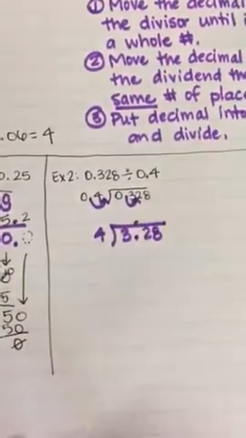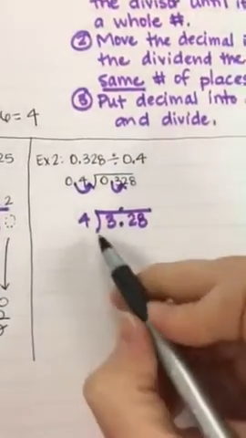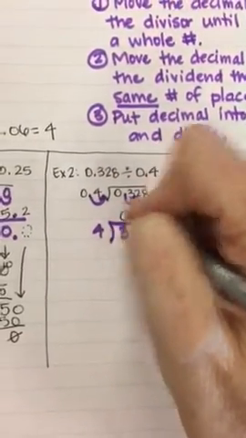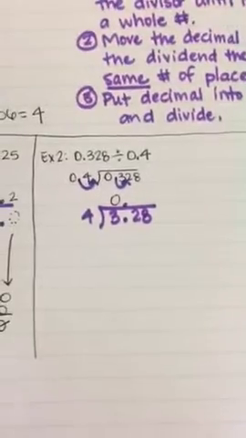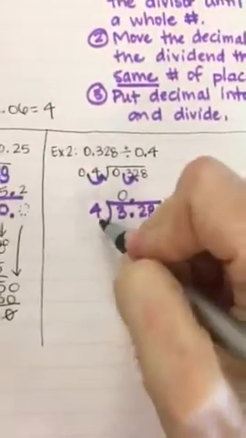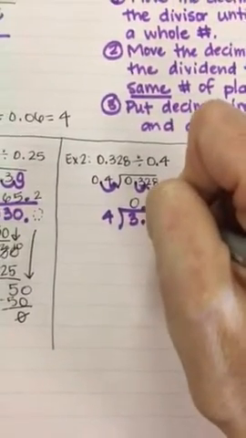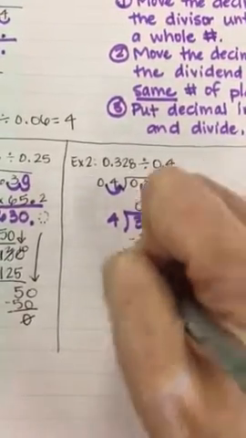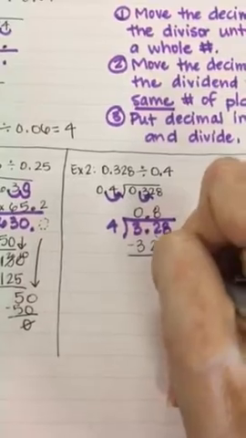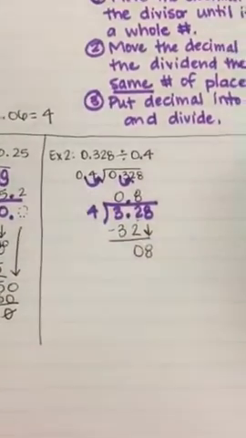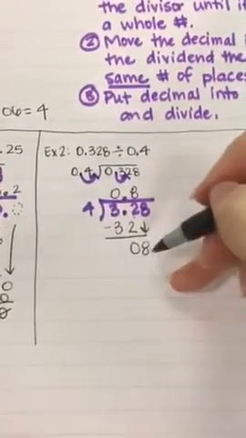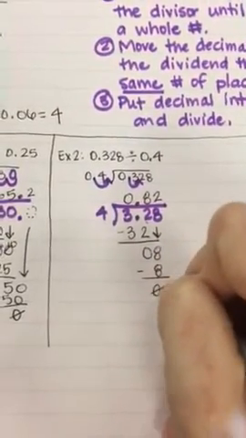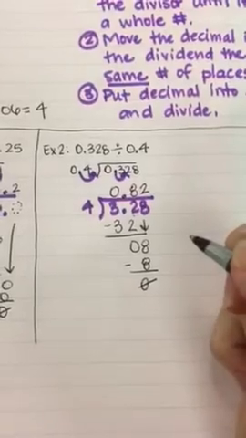Now I'm going to put my decimal into place, and I'm going to begin to divide. 4 will not work with 3, so I'm going to go ahead and put a 0 there. You could put an X. 4 will work with 32 exactly 8 times. Drop my 8 into place. And 4 will work with 8 exactly 2 times. Because I have a 0, that means I'm finished.